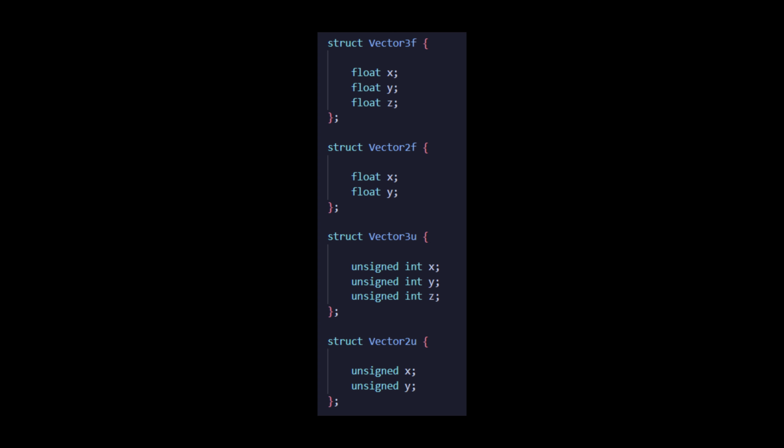We need 3D and 2D point types. Let's keep it simple and make struct vectors containing 3 values, x, y, and z, for both floating point and unsigned integer types. Now, to see anything, we need to project 3D coordinates onto the 2D screen.